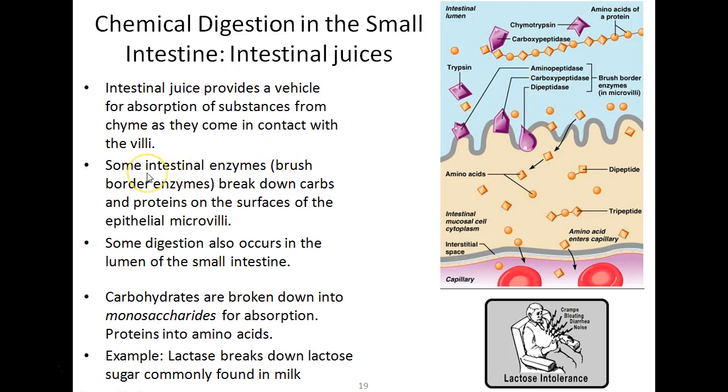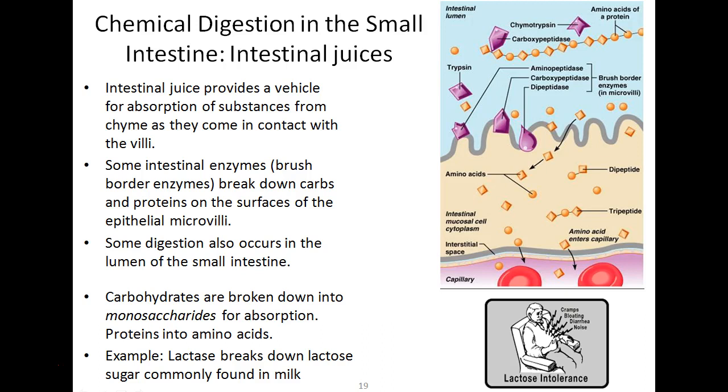These are all the essential things that the human body needs. Some intestinal enzymes, for example, the brush border enzymes, are going to break down these carbs and proteins on the surfaces of the epithelia of microvilli. We're going to get a little bit of digestion occurring in the lumen of the small intestine as well. So these larger carbohydrates get broken down into smaller monosaccharides for absorption, and these larger proteins get broken down into polypeptide chains and then ultimately tiny little amino acids.